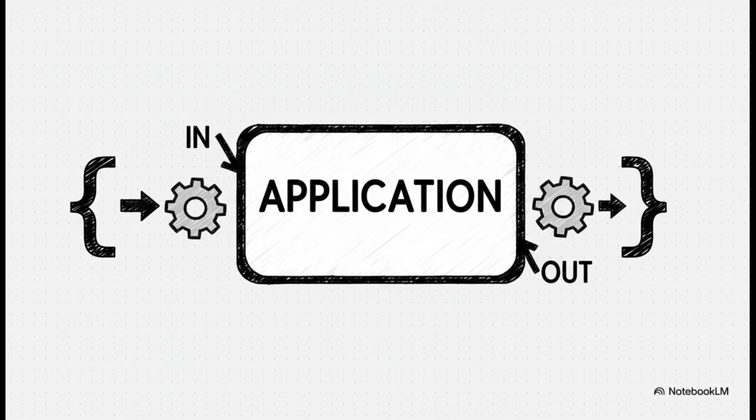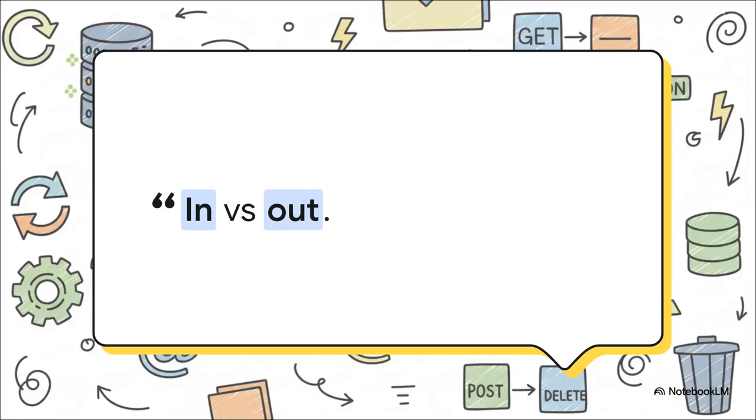Then you have @ResponseBody for data going out. You have a Java object and you want to send it back as JSON? This annotation handles it. And remember that pro tip? @RestController does the @ResponseBody part for you automatically, so you usually don't even have to type it. Your memory hook? You guessed it, in versus out.